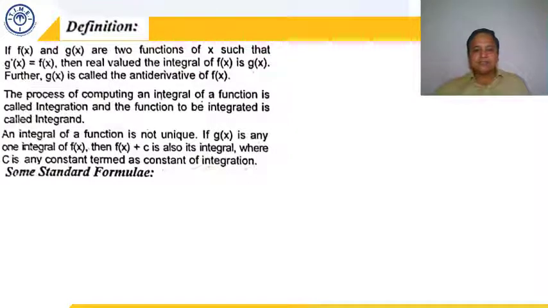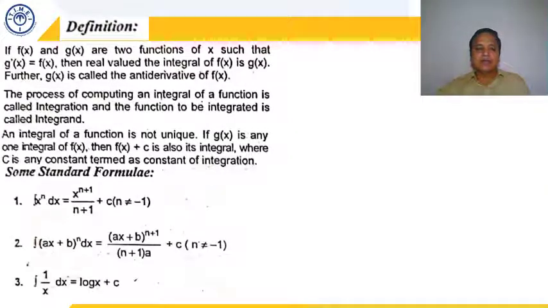Some standard formulas. Integral of x to the power n dx is x to the power n plus 1 divided by n plus 1, plus c, where c is the constant of integration and n should not be equal to minus 1. Otherwise, the denominator becomes 0 and it becomes an indeterminate form. So we can apply this when n is not equal to minus 1.